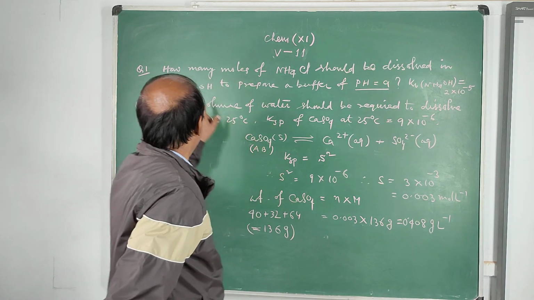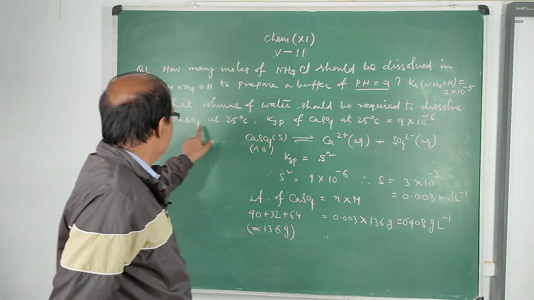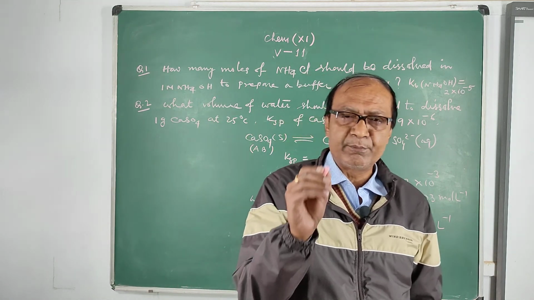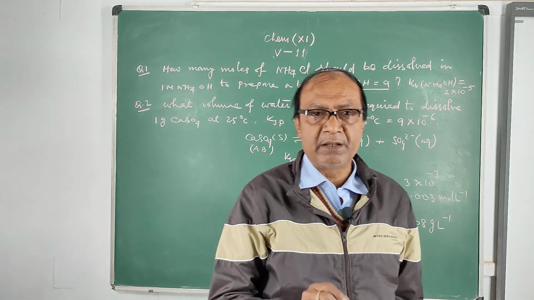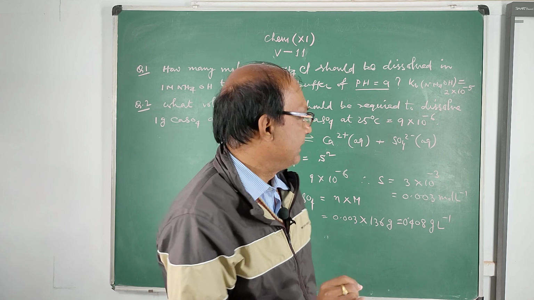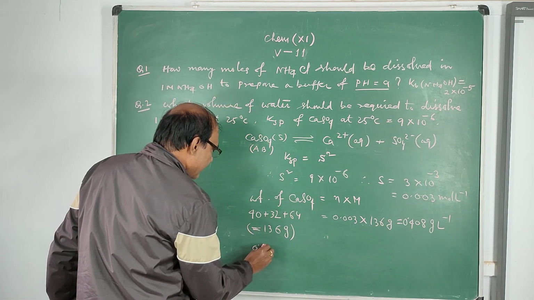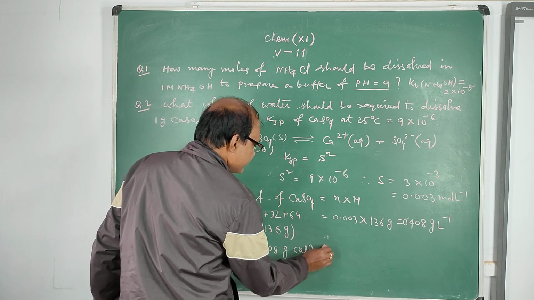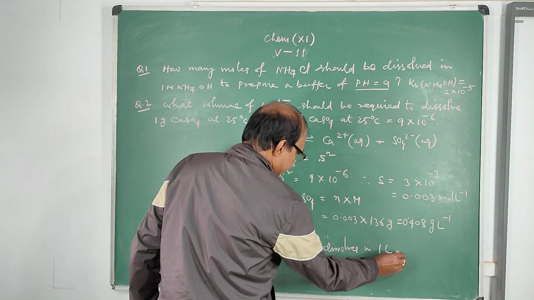So you have to find what volume of water should be required to dissolve 1 gram calcium sulfate. 1 gram calcium sulfate is a very small amount. To dissolve 1 gram calcium sulfate, what volume of water should be added? So see, it is given that 0.408 gram CaSO4 dissolves in 1 liter water.